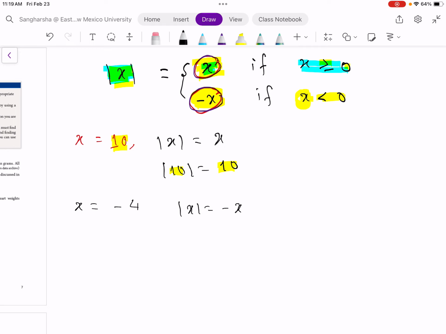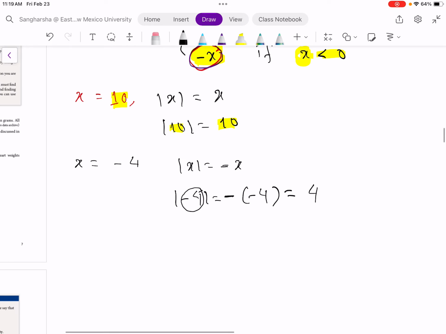And what is the reason? Because our input is less than 0, okay? And so absolute value of negative 4 is, we have negative as it is, and our x is negative 4. So we have negative times negative 4, we get positive 4. So on the basis of your input, we have to choose the output, okay? So here we have a different output for a different input, and this kind of function is a piecewise function, okay?